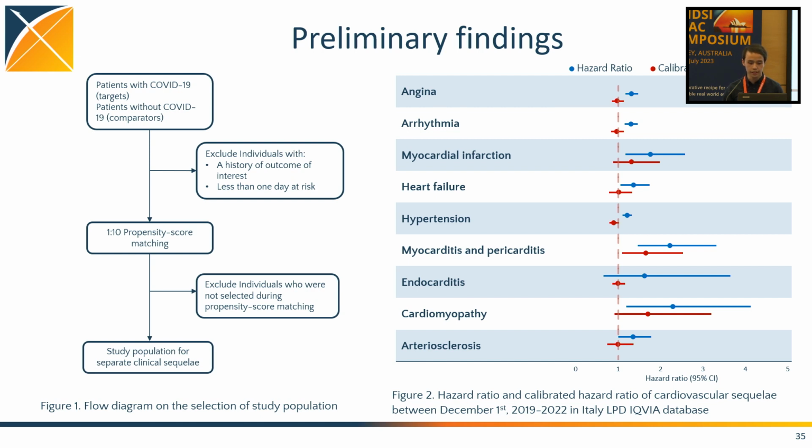We can see from our preliminary findings conducted using the Italy LPD database that there is an increased risk of several cardiovascular sequelae, including arrhythmia, myocardial infarction, heart failure, hypertension, myocarditis, and pericarditis, which may persist for up to 3 years after their initial COVID-19 infection.